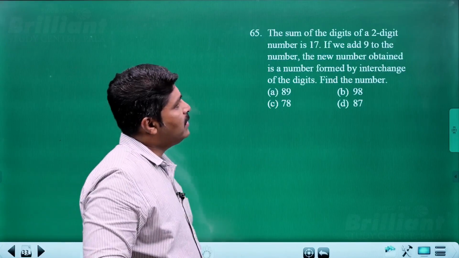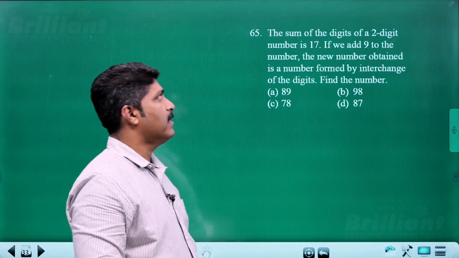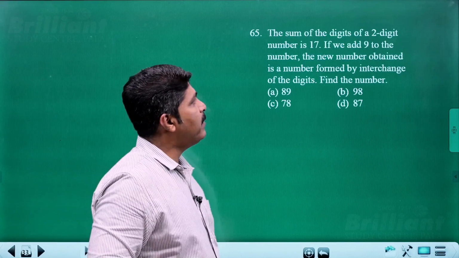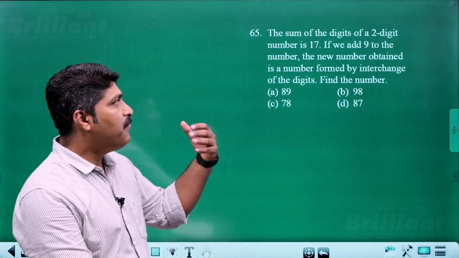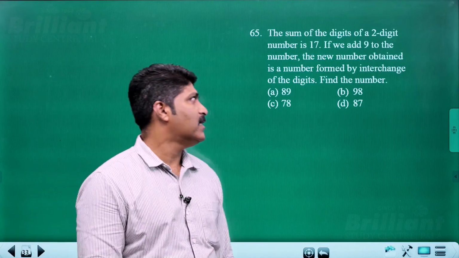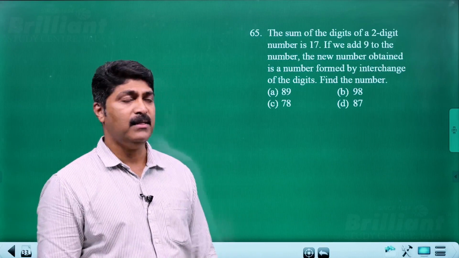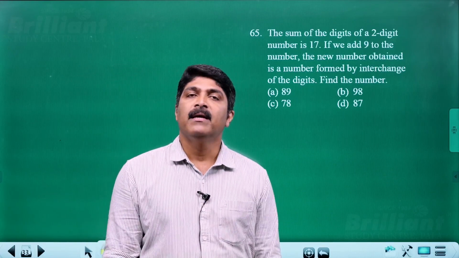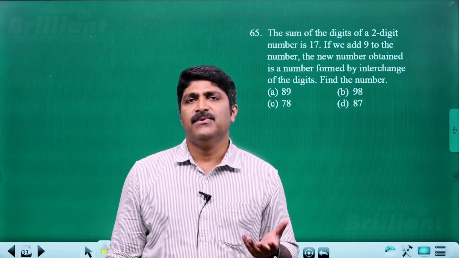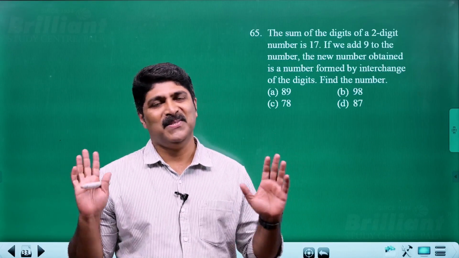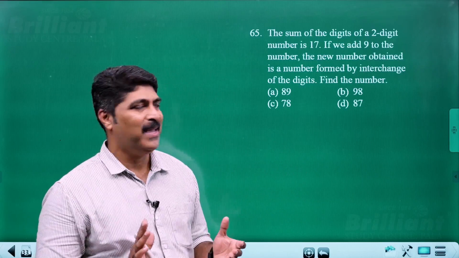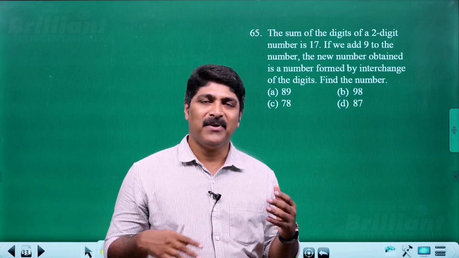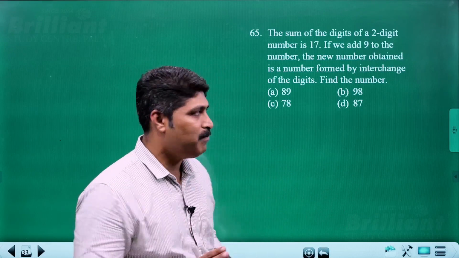The sum of the digits of a two-digit number is 17. If we add 9 to the number, the new number obtained is a number formed by interchange of the digits. Find the number. So it's also a frequently asked model question. But whenever you get such a question, the easiest and most convenient way is to catch the answer from the option itself. You don't want to go for any kind of algebraic operation.